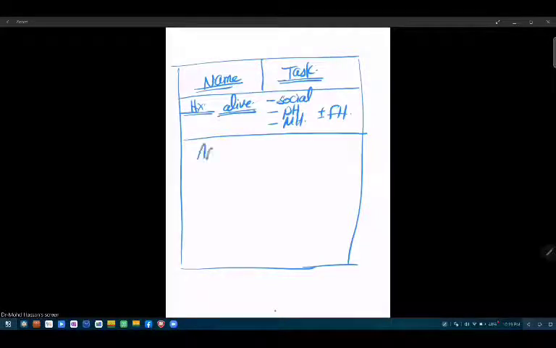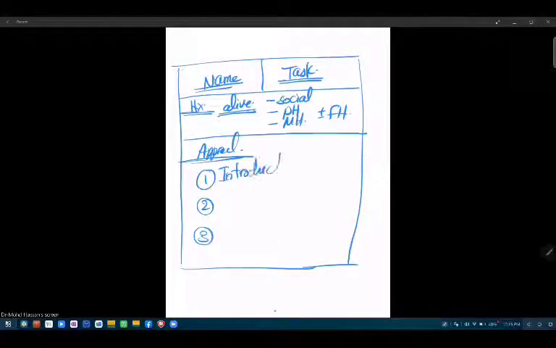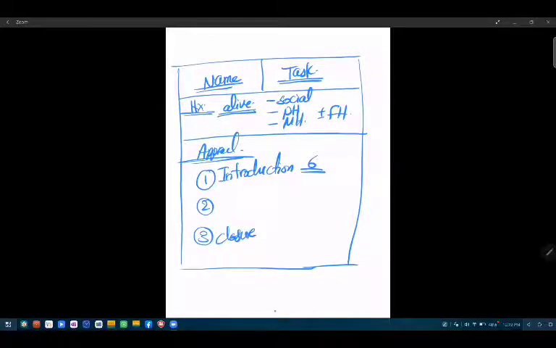Then moving on, we have the approach. The lower third of my paper, I have an approach. Approach for all communication is very simple. There is a proper introduction, and the introduction is 6 points, no paragraphs, only points. And at the very end, there is a closure, and the closure is essentially 7 points, again, if the patient is still alive.